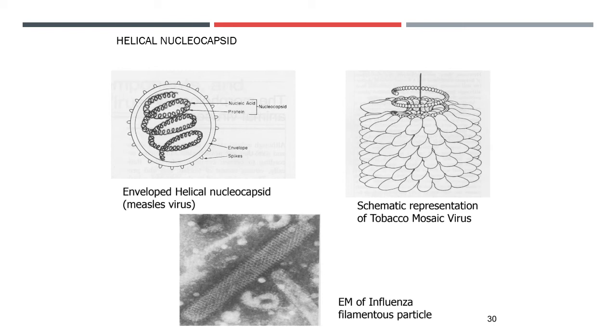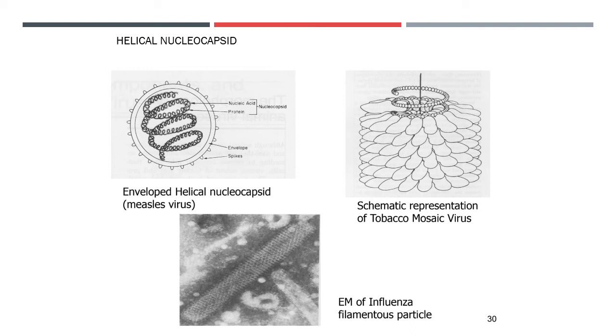Then next is tobacco mosaic virus. Here you can see there is a central axis around which there is genome, and surrounding that genome you can see the subunits are of coat proteins. So the disc-like appearance, or discs, are arranged around the genome. This gives the structure cylindrical appearance and helical symmetry.